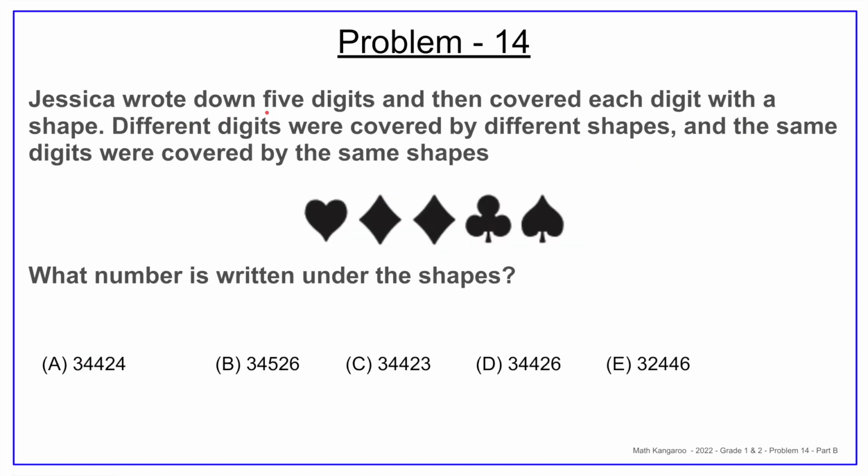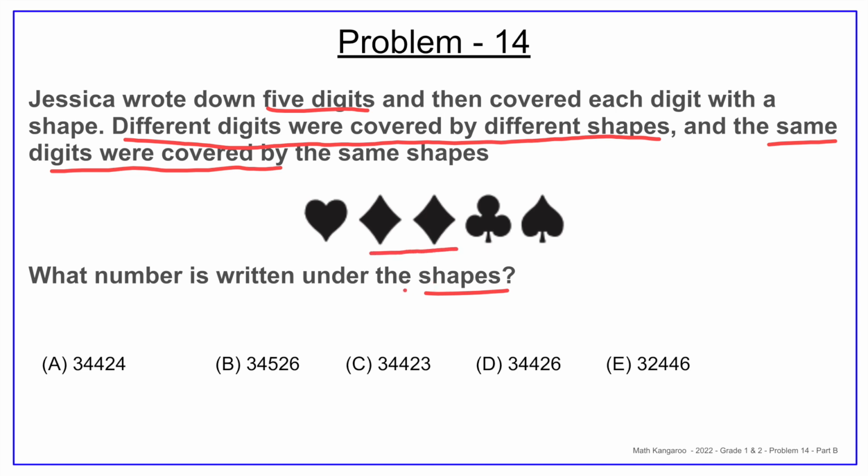Problem 14. Jessica wrote 5 digits and then covered each digit with a shape. Different digits were covered by different shapes, and the same digits were covered by the same shapes. What number is written under the shapes? These are our options. Now let us see which are the two same shapes. Then we would be able to find which are the two same digits.